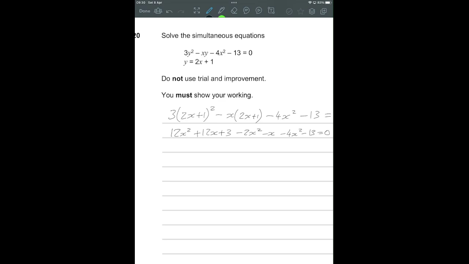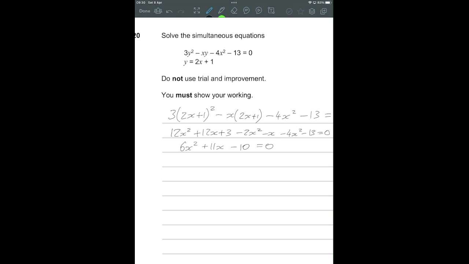I've noticed it's a quadratic, so now I just need to slam everything together and simplify. I had 12x squared, I'm losing 2, I'm losing 4, I'm losing 6 in total, so I get to 6x squared. I had 12x, and I'm subtracting an x. I had 3, and I'm subtracting 13. 6x squared plus 11x minus 10.